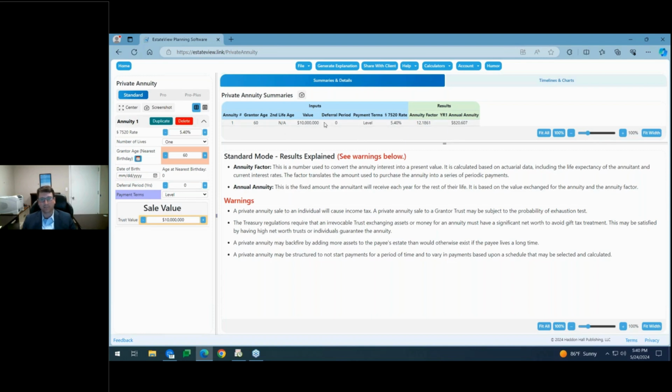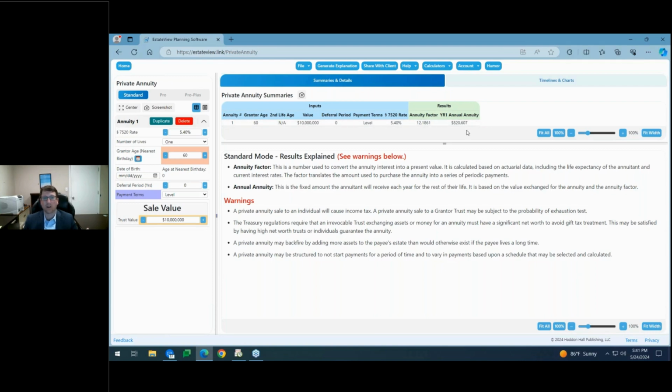If I die 20 years from now, say I live to age 80, then this annuity coming back to me might actually be well in excess of what I transferred. So the annuity is interesting in that there's some planning to do there, and it's a play on how long you're going to live.